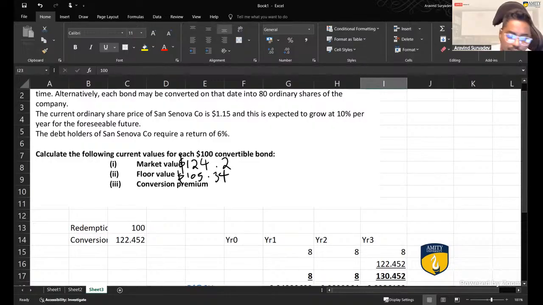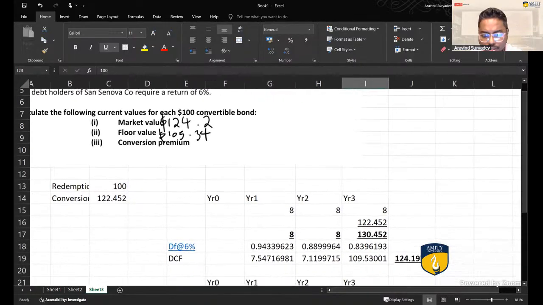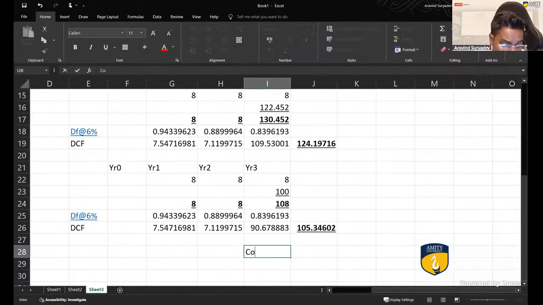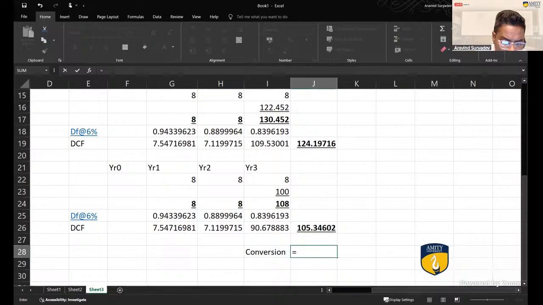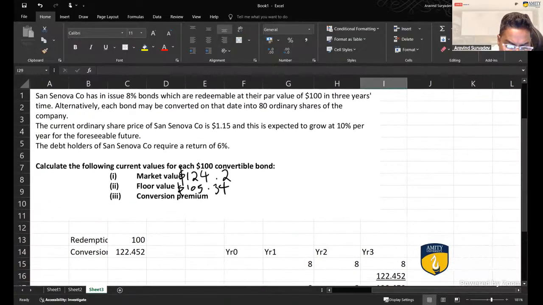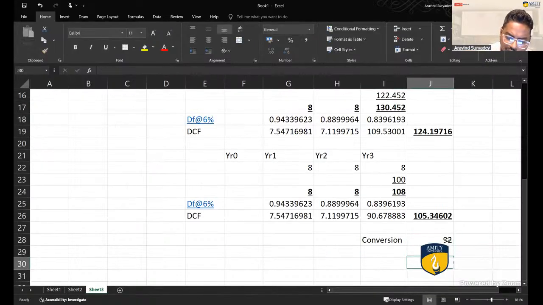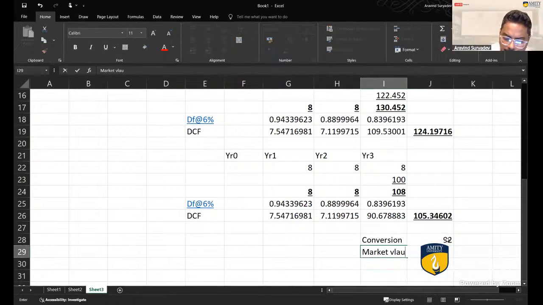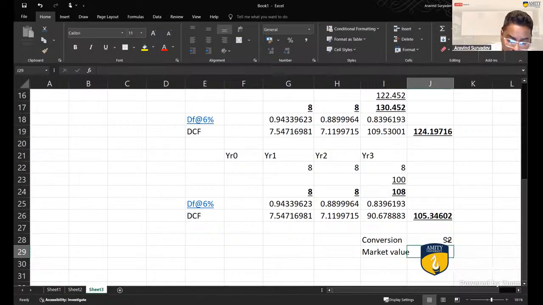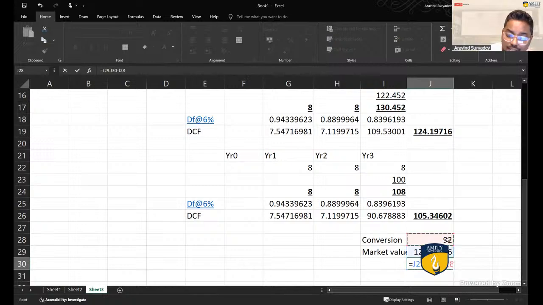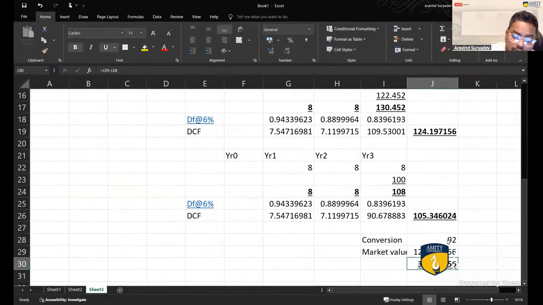Now, what is the conversion premium? Conversion premium is a comparison between the market value and the value of the convertible shares right now, the potential shares. We can get 80 shares. It was mentioned in the question that the shares trade for 1.15. So as of now, these 80 shares only have a value of $92. Then why am I paying a market value of 124.19716 for this instrument? The difference between these two, market value minus the conversion value, gives me the conversion premium.